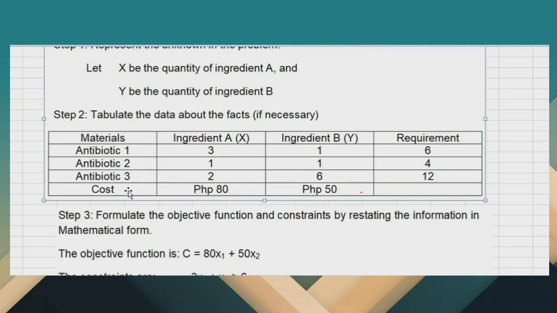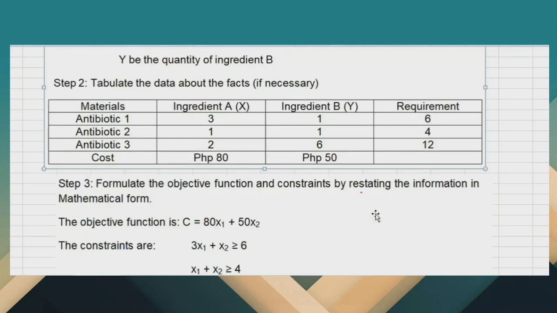So meron tayong 3 antibiotics with ingredient AX, ingredient BY. So instead of X, X sub 1, ingredient BY, instead of Y, X sub 2. Then the requirements, that is our right-hand side. Then our costs below, 80 and 50. So construct the linear programming model.